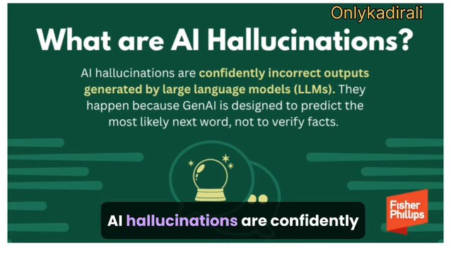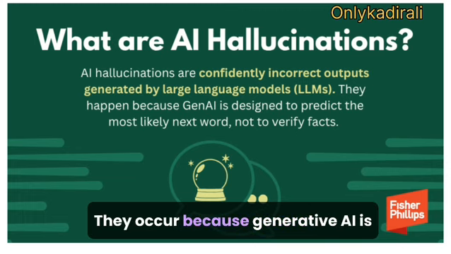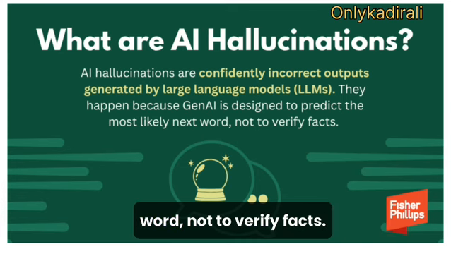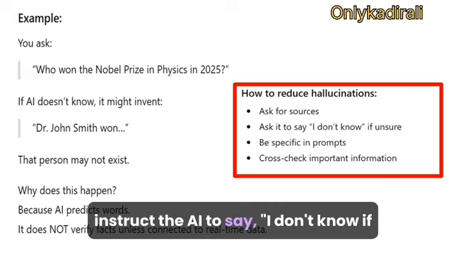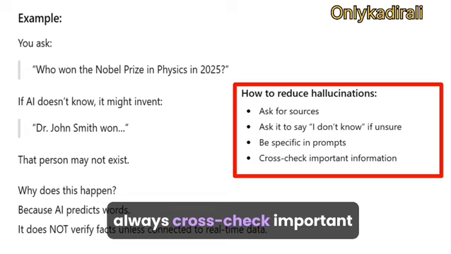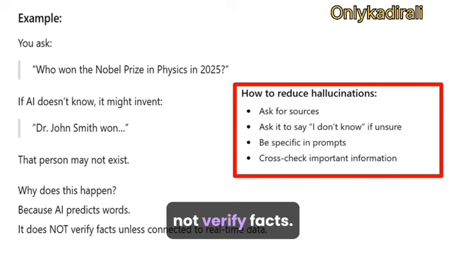AI hallucinations are confidently incorrect outputs generated by LLMs. They occur because generative AI is designed to predict the most likely next word, not to verify facts. To reduce hallucinations, ask for sources, instruct the AI to say, "I don't know" if unsure, be specific in prompts, and always cross-check important information. AI predicts words and does not verify facts.